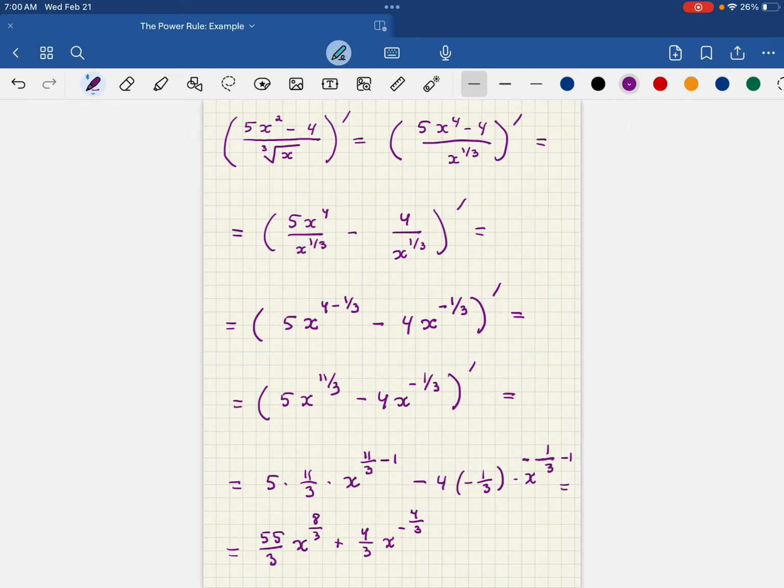And then we can further rewrite this answer using radicals and fractions. So 55 thirds cube root of x to the power 8 plus 4 over 3 cube root of x to the power 4. And the radical is in the denominator because of the negative exponent. And so you can see that using the power rule, we can compute fairly complicated derivatives.